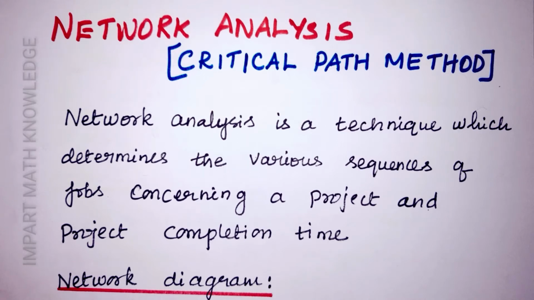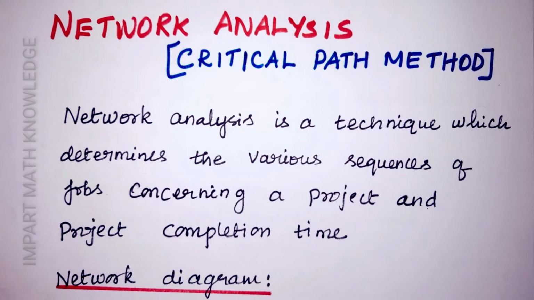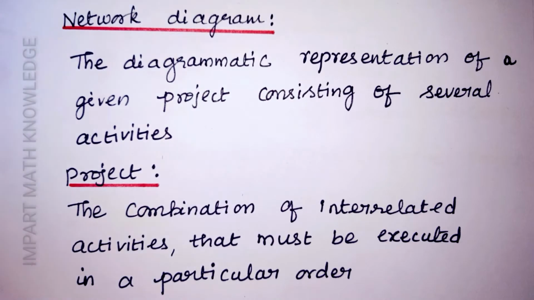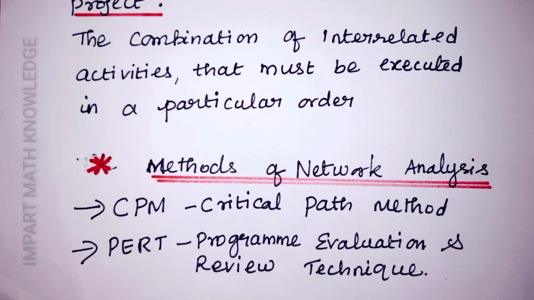This video is about network analysis. Let me explain some basic definitions. Network analysis is a technique which determines the various sequences of jobs concerning a project and project completion time. Network diagram: it is the diagrammatic representation of a given project consisting of several activities. Project: project is the combination of the interrelated activities. The popular methods of network analysis are CPM, critical path method, and PERT, program evaluation and review technique.